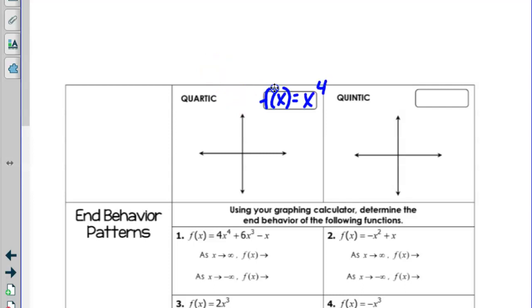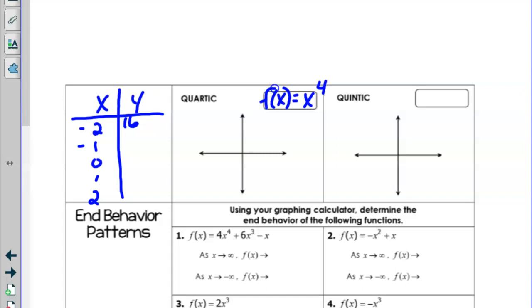Alright, we're going to make our table. We're going to do negative 2, negative 1, 0, 1, 2. We're going to plug it into that parent function. Negative 2 to the 4th, what would that be? 16. It would be positive 16, very good. Because remember, it's a negative number to an even exponent, so positive.